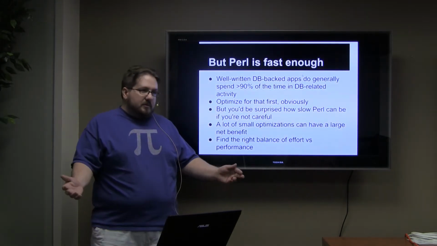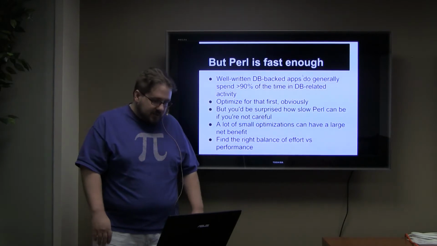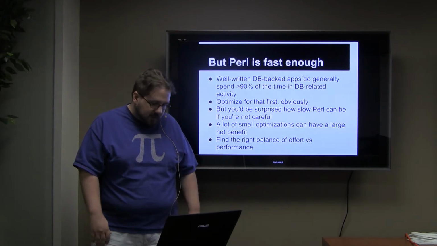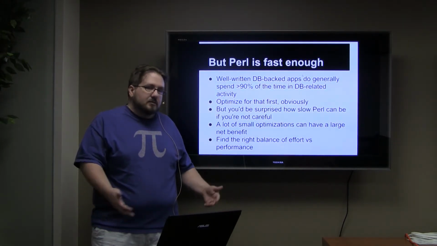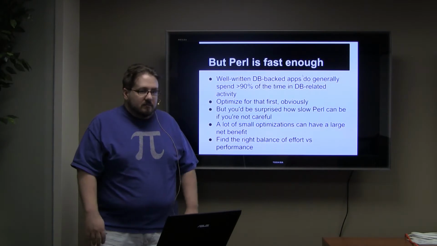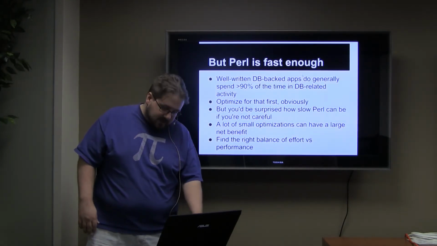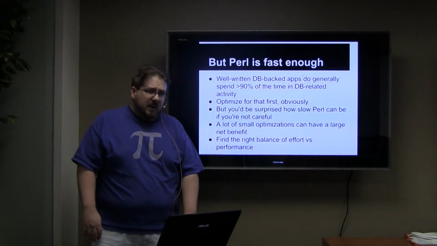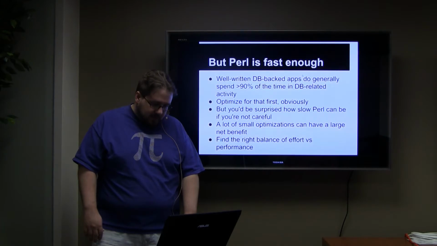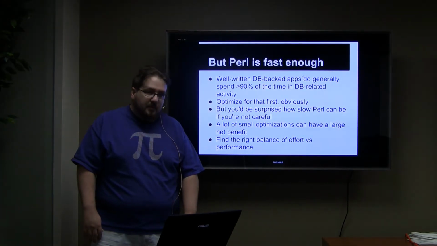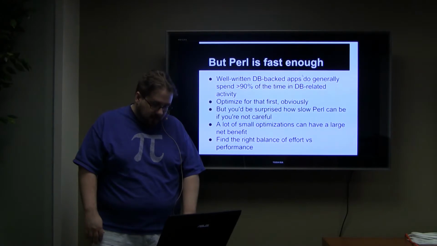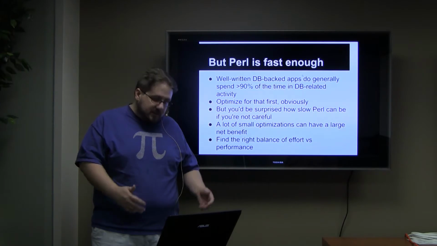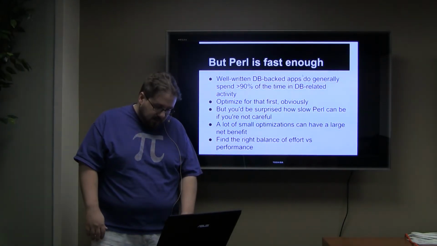So you might say, but Perl is pretty fast, especially for a dynamic language. And most of your apps spend most of their time in the database. That's true. So optimize for that first: reduce the number of queries you're doing, profile your queries with the database profiling tools, and make them as fast as you can. But you can also be surprised at how slow Perl can be if you don't use it very well. And a lot of small optimizations can sometimes have a large net benefit. But it's all about finding the right balance, how much effort you're putting into it versus how much performance is gained and how important that performance is.